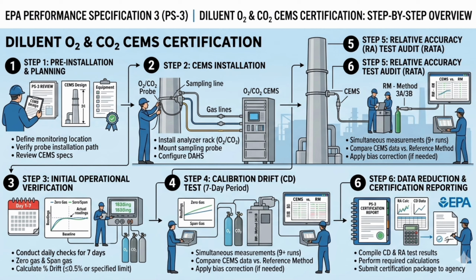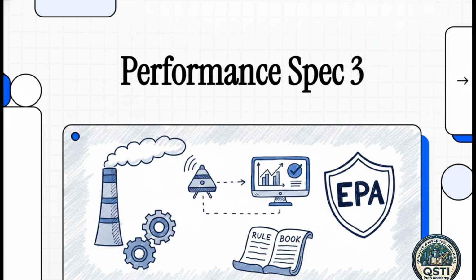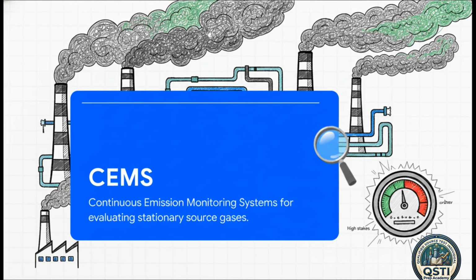We're going to decode the exact standards and procedures that make sure our monitoring tech is actually telling us the truth. Okay, let's dive into this by nailing down what exactly we're evaluating. We're talking about CEMS, Continuous Emission Monitoring Systems. These are those massive, complex networks of hardware and software permanently bolted onto stationary sources, like power plants or large factories, to constantly monitor specific exhaust gases. The stakes here are absolutely huge. I mean, if a CEMS is miscalibrated, our whole understanding of a facility's emissions is basically garbage.